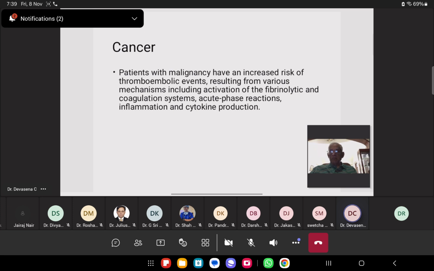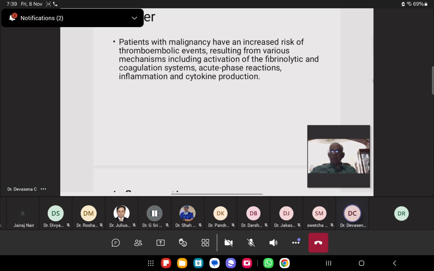Pathophysiology of CTEPH: other risk factors. Patients with malignancy have increased risk of thromboembolic events resulting from various mechanisms, including activation of the fibrinolytic and coagulation system, acute phase reactions, inflammation, and cytokine production.